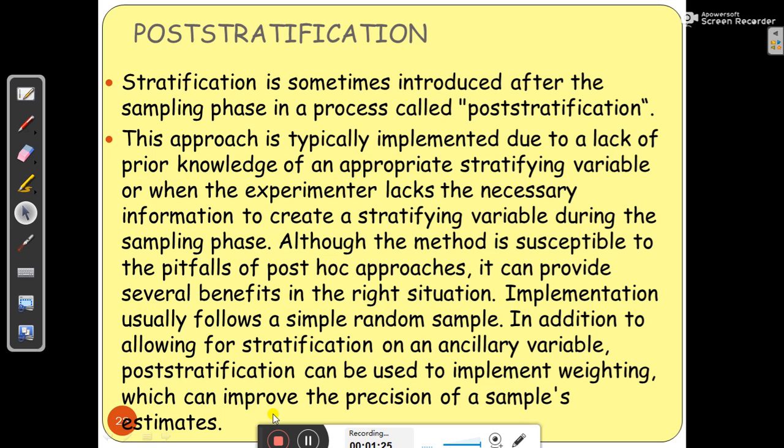Although the method is susceptible to the pitfalls of post hoc approaches, it can provide several benefits in the right situation. Implementation usually follows a simple random sample. In addition to allowing for stratification on an ancillary variable, post stratification can be used to implement weighting, which can improve the precision of a sample estimation.